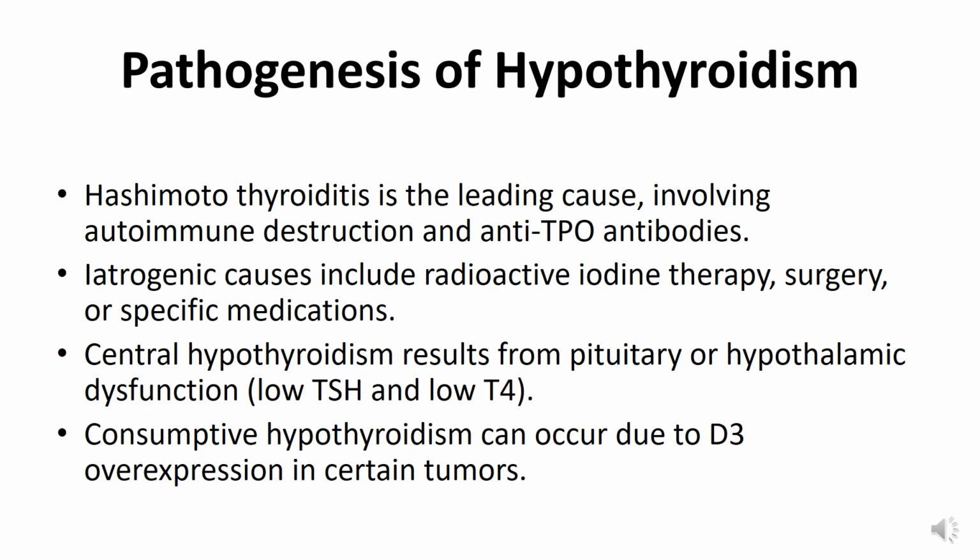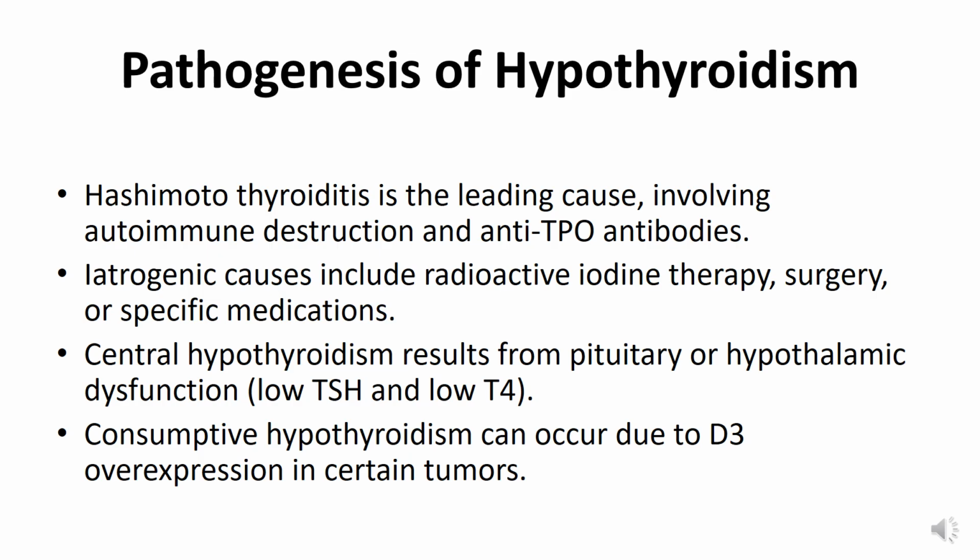Another important category is central hypothyroidism. Unlike primary hypothyroidism, where the thyroid gland itself fails, central hypothyroidism results from dysfunction of the pituitary gland or hypothalamus. In these cases, the thyroid gland may actually be structurally normal. The problem is inadequate stimulation from the brain.